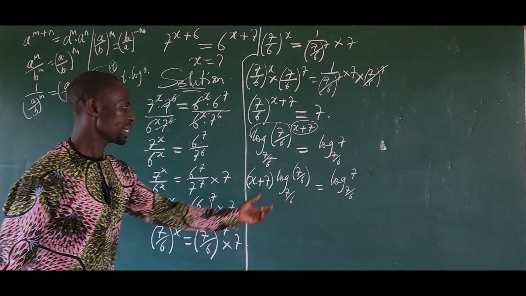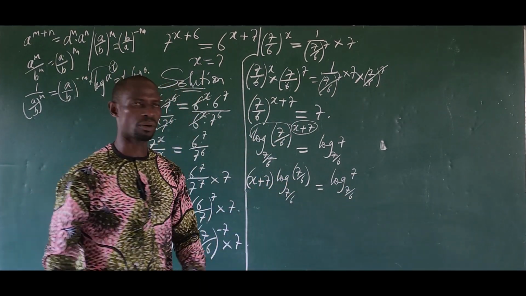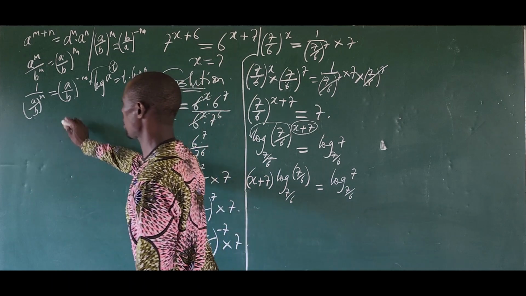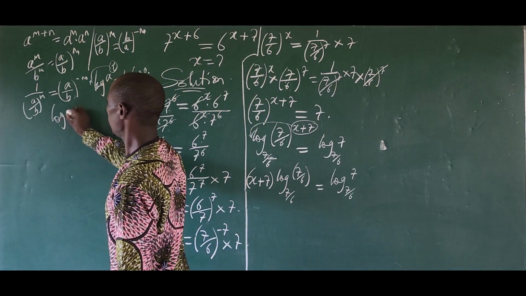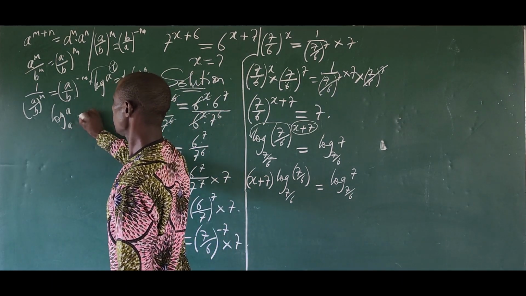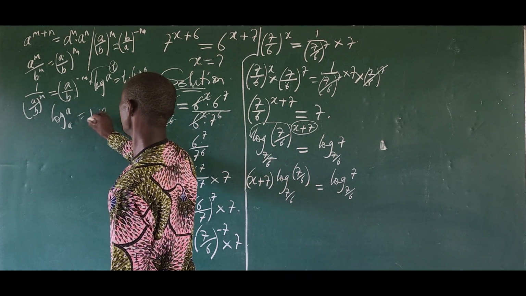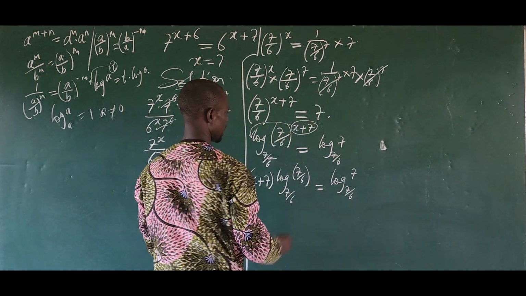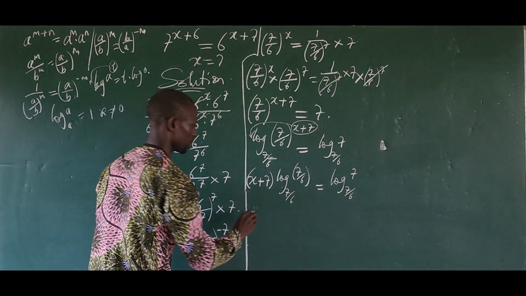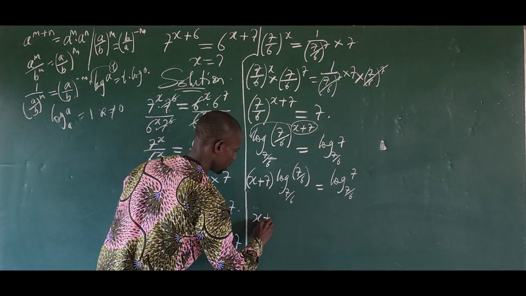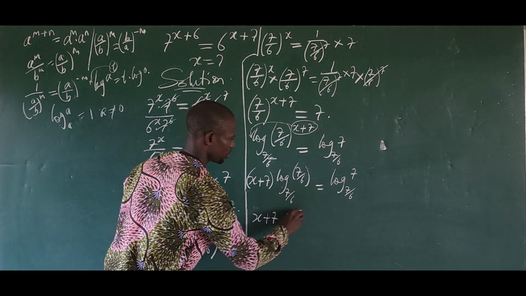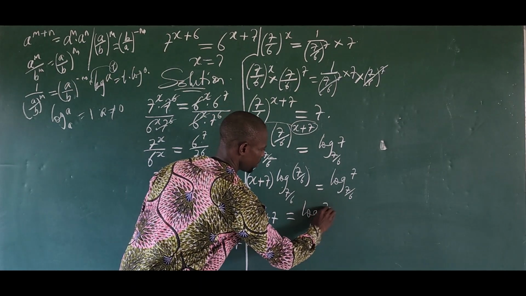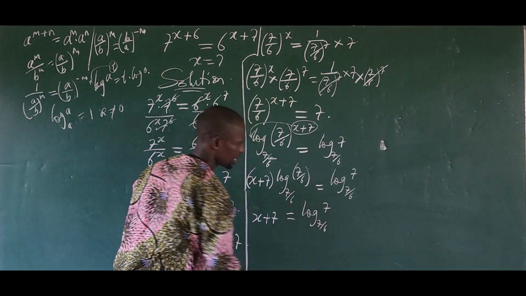Easy. Again, we apply what we call the same base law. The same base law says that if you have log a base a, this is equal to 1, provided a is not equal to 1. So if we apply this law again, this will give us 1. So we are now left with x + 7 equal to log base 7/6 of 7.